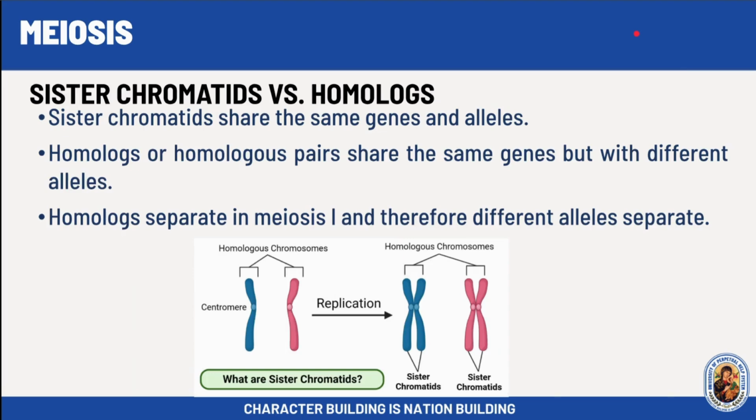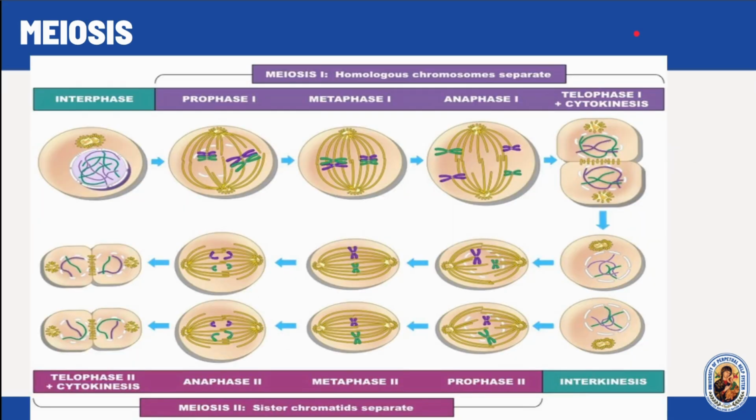For sister chromatids and homologs, as I explained earlier, sister chromatids share the same genes and alleles, meaning the same genes or same traits with the same manifestations. Homologs, on the other hand, have the same genes or the same traits, but with different alleles or manifestations. So let's get into the overview of the stages of meiosis.